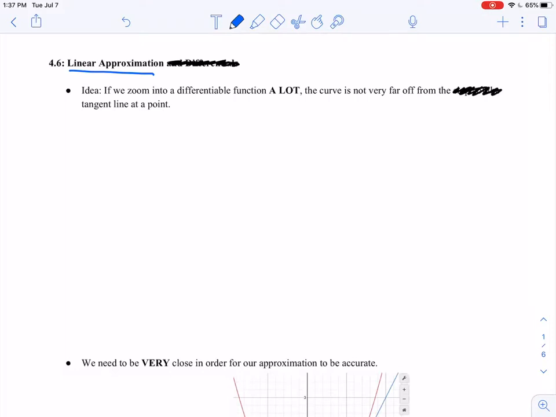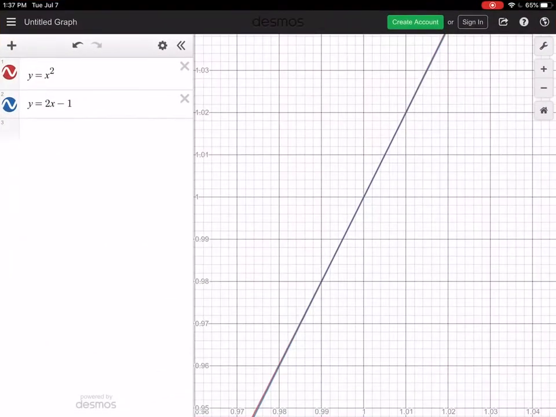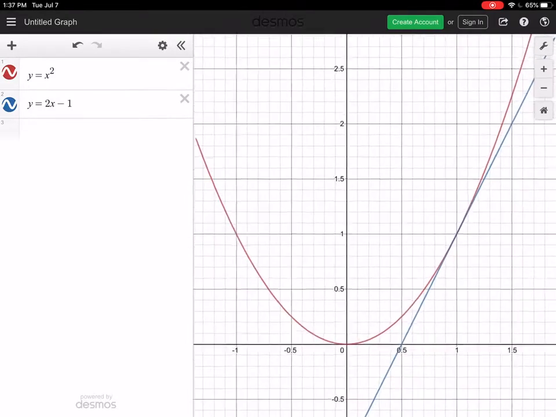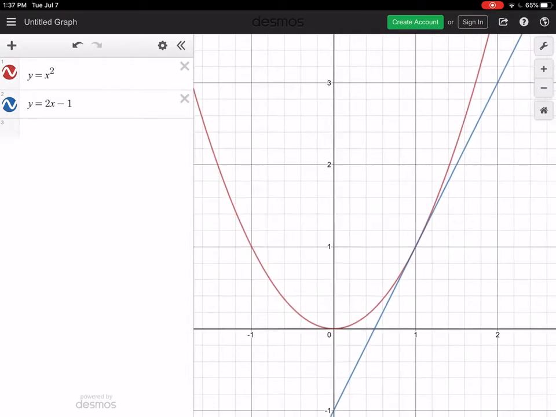It says if we zoom in to a differentiable function a lot, the curve of the function is not that far off from the tangent line at a point. So I'm actually going to switch over to a graph of a function. So here I actually have two functions. It's hard to see, isn't it? It's because I'm so close. If I was to zoom out a little bit, oh, all of a sudden it becomes very clear. I see the red function, that's y equals x squared. The blue function, that's y equals 2x. In other words, that's the tangent line to y equals x squared at x equals 1.